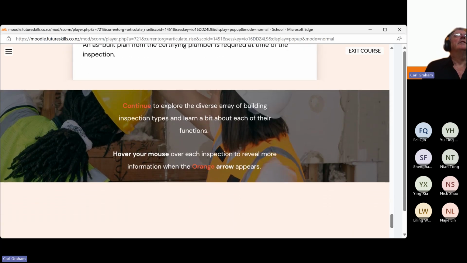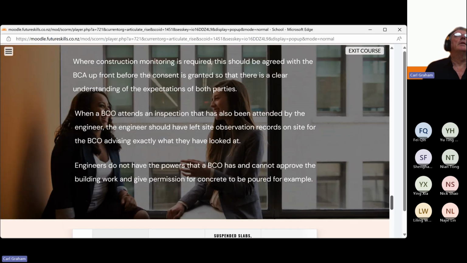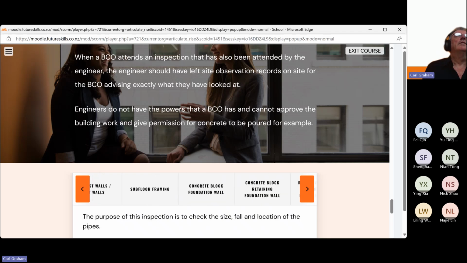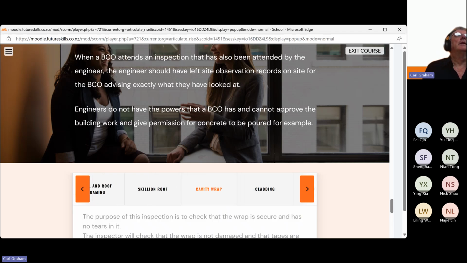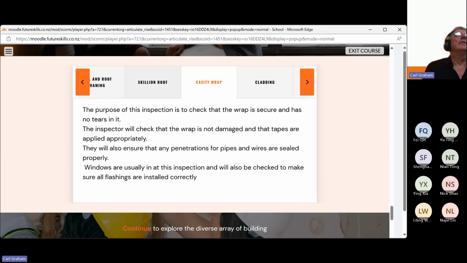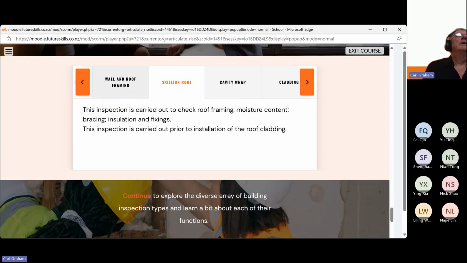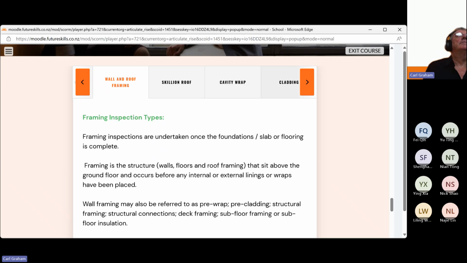But yeah, so continue to explore the diverse range of inspection types, and the arrows, you press on the orange arrows up top, just here. So you can see concrete block inspection, nib wall, cavity wrap. It's a massive amount of effort that I've put in, in the sense of the information.